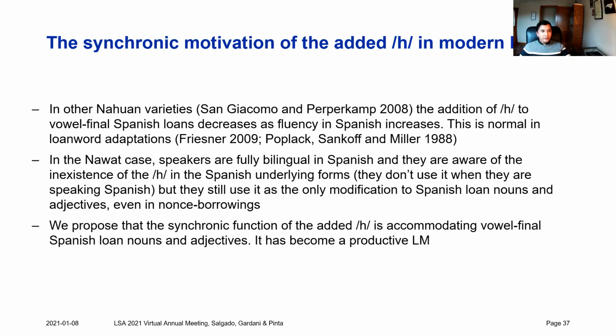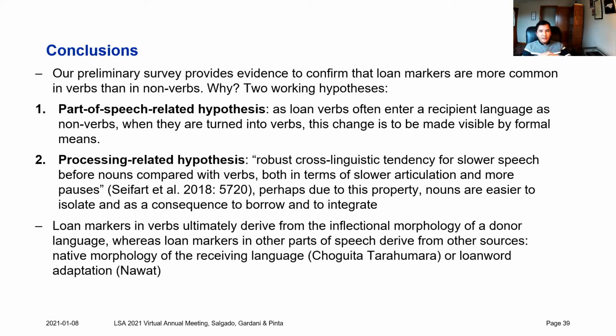Okay, so now we move to the conclusions. This is a very preliminary survey. This is work in progress. And this very preliminary survey provides evidence to confirm that loan markers are more common in verbs than in non-verbs. Now we have two working hypotheses about why that is. The part-of-speech-related hypothesis is that as loan verbs often enter the recipient language as non-verbs, when they are turned into verbs, this change has to be made visible by formal means.